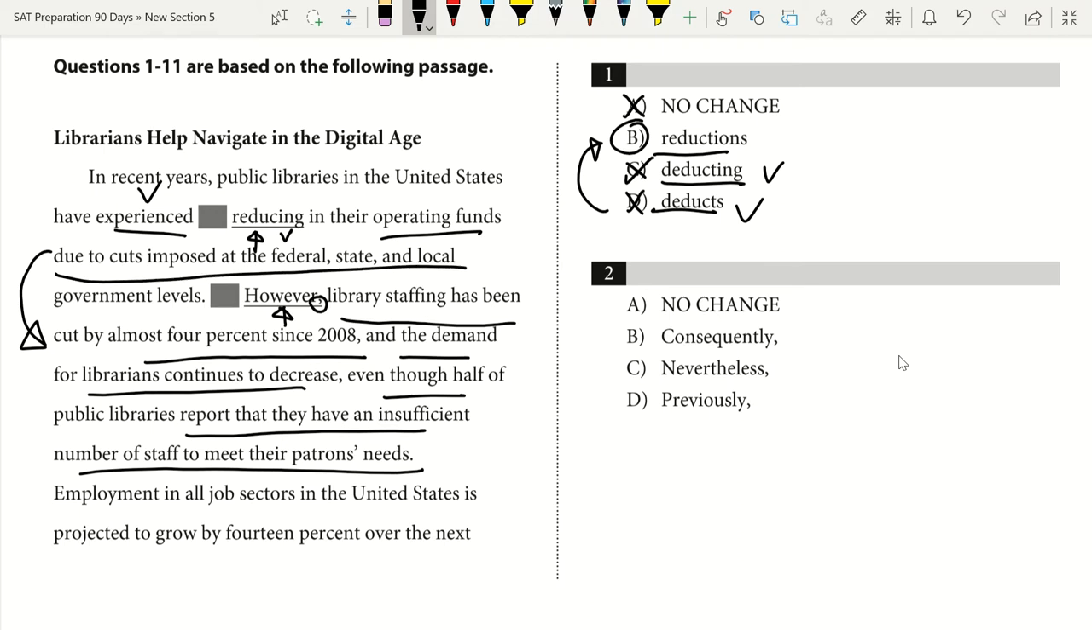So if we're talking about cuts in funding for libraries and now them having to reduce their staffs, then that's going to be as a result of that drop in funding, okay? And since it's as a result, we would say consequently, because consequently means as a result. So for 2, our correct answer there would also be B.